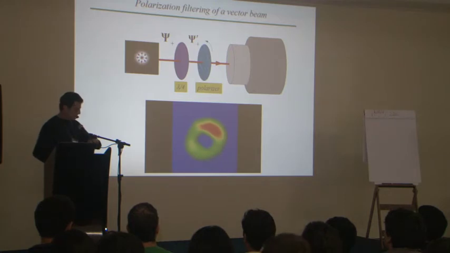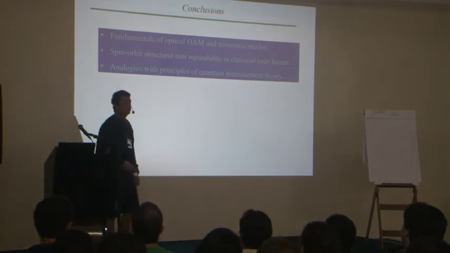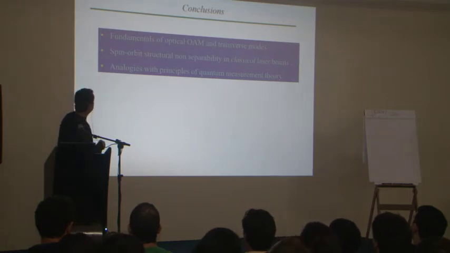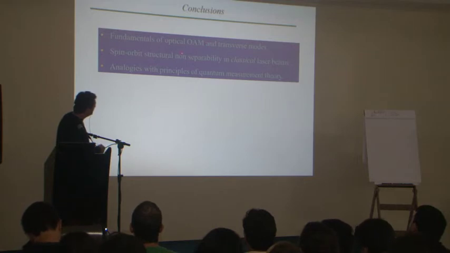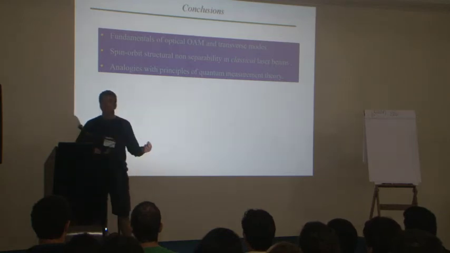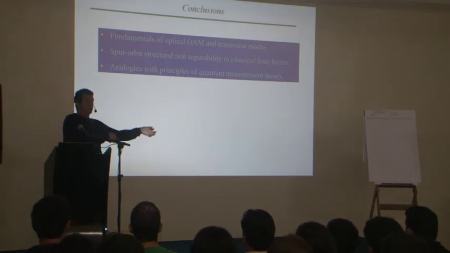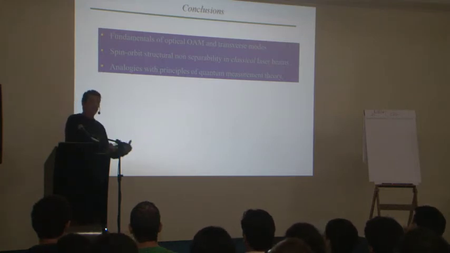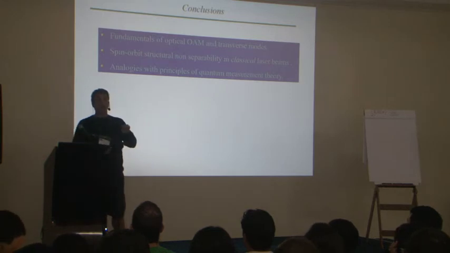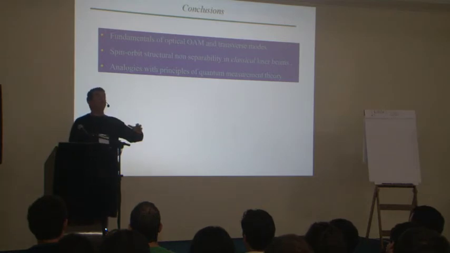So I think I've said enough for today. This was the main idea for this first lecture. I wanted to present to you the fundamentals of optical orbital angular momentum of a light beam, and the transverse modes, and show you that the transverse structure of a well-collimated laser beam offers itself as a physical platform to encode quantum information, and to coherently operate on it.